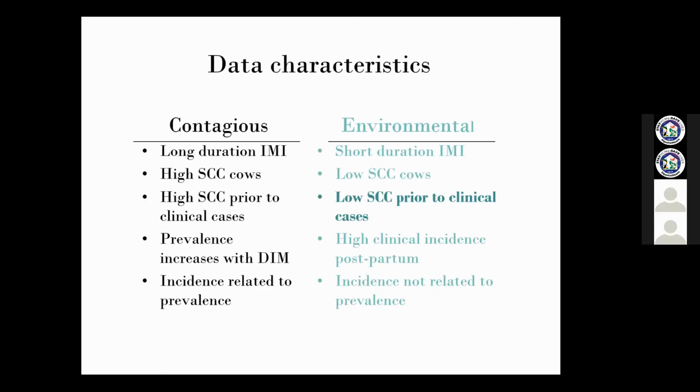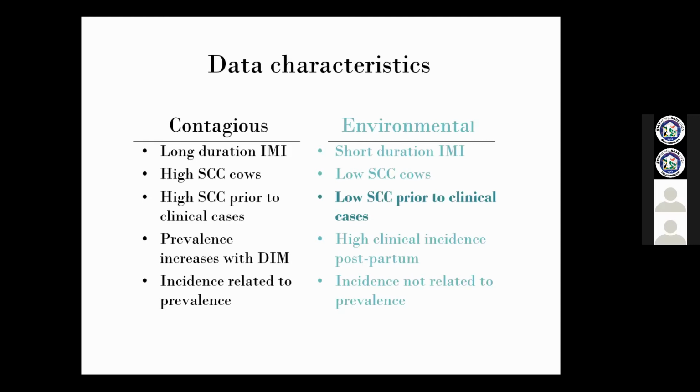Now, this is important to remember. If we look at contagious organisms and the environmental, usually the contagious ones, once they infect, have a long duration of intramammary infection. Not all environmentals are short, but on average they have a shorter duration. We get higher cell count in the contagious ones, and initially low cell count in the cows infected with the environmental ones. But here's the important one coming up now. The high somatic cell count in contagious ones, we can see a while before the clinical case happens.